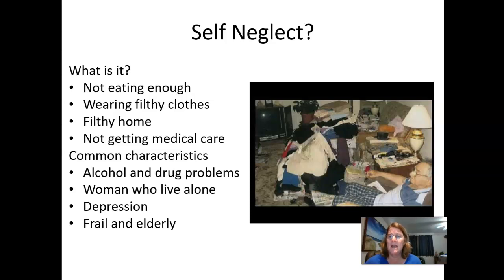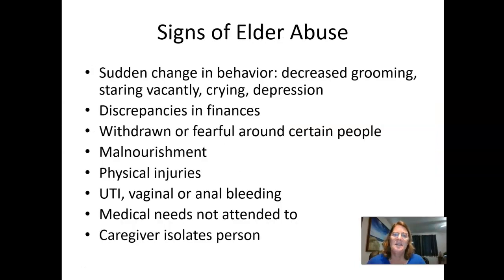Common characteristics: alcohol and drug problems, women who live alone, people that have a history of depression, and are very frail and very elderly again. So, signs of elder abuse. What type of things might we see? What type of things might we notice?